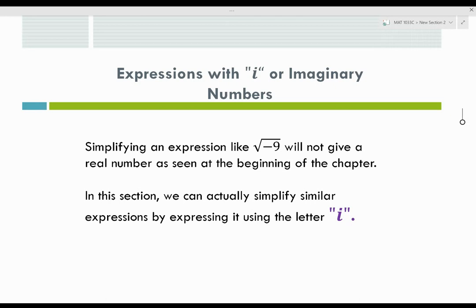Okay. So simplifying an expression like the square root of -9 will not give us a real number. So we've seen that before in previous chapters. Before, if we ever got a problem like this, we just said our answer was not a real number. But now we're actually going to be able to answer problems like this. So we have to know what to do. In this section, we can actually simplify similar expressions by expressing it using the letter i, and this is going to be called our imaginary unit.